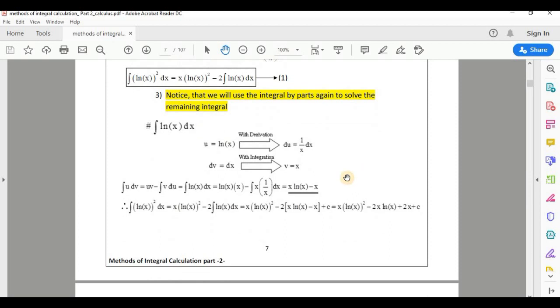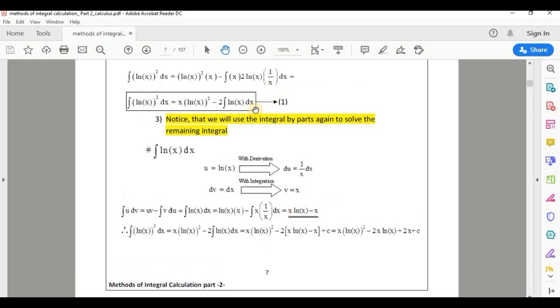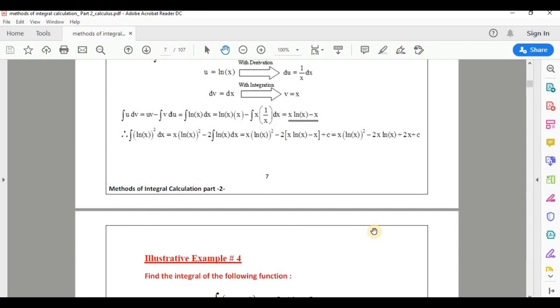Second step, we will substitute this assumption in the integral by parts formula. This is the result of the remaining integral by parts. The last step, we will substitute this remaining integral in equation number 1 to get the final result of this integral. It is very simple. Let's see another example.